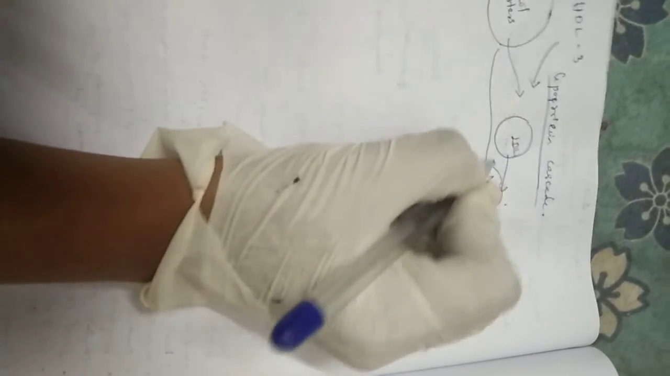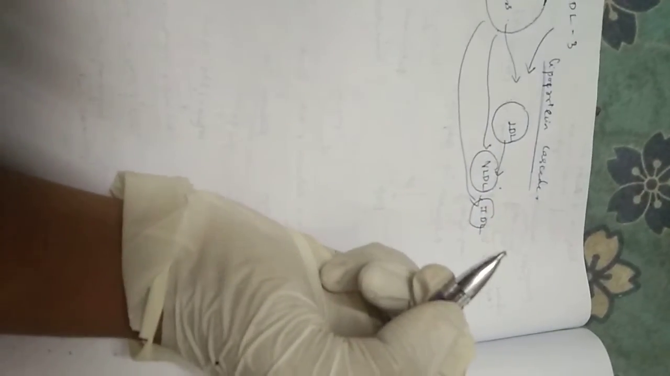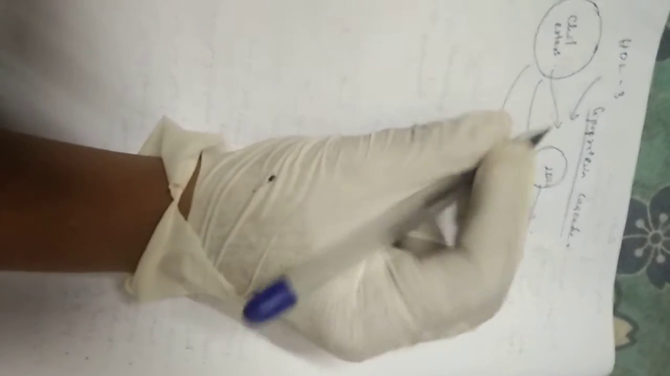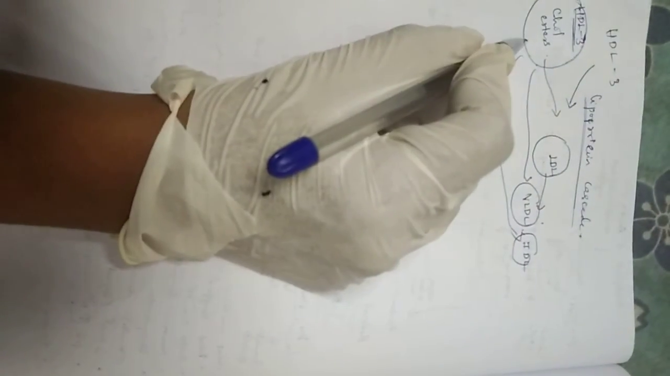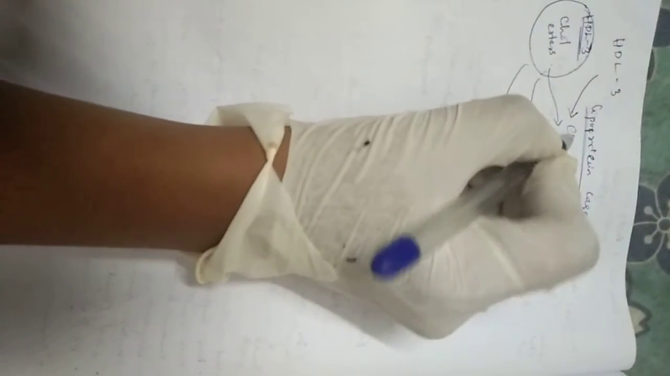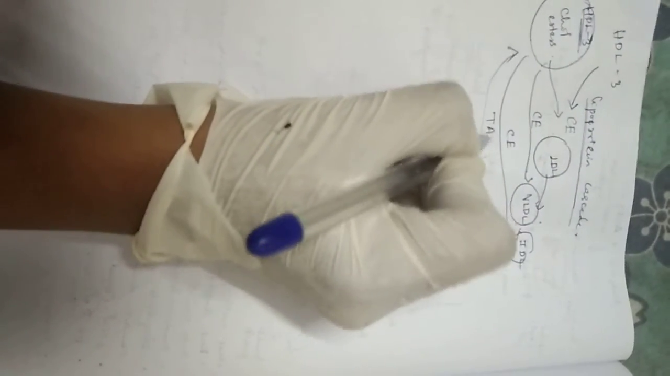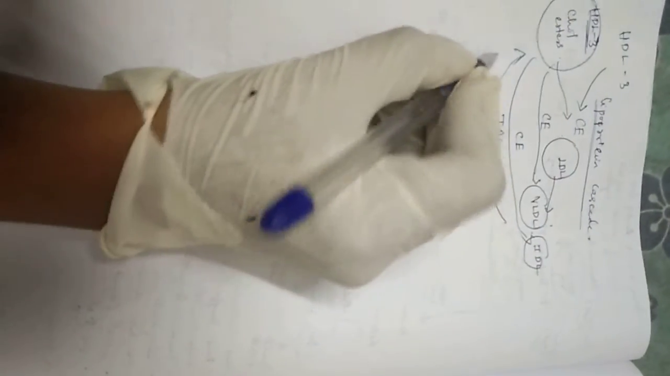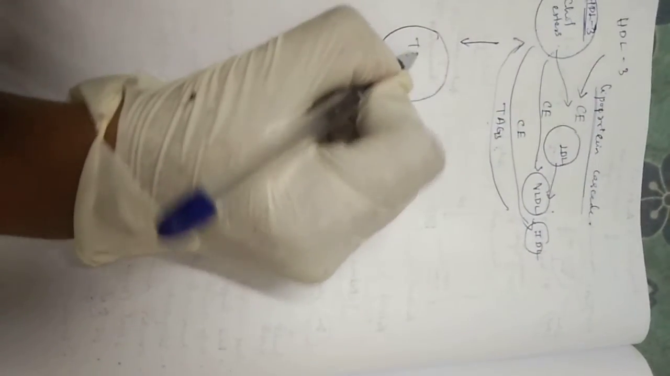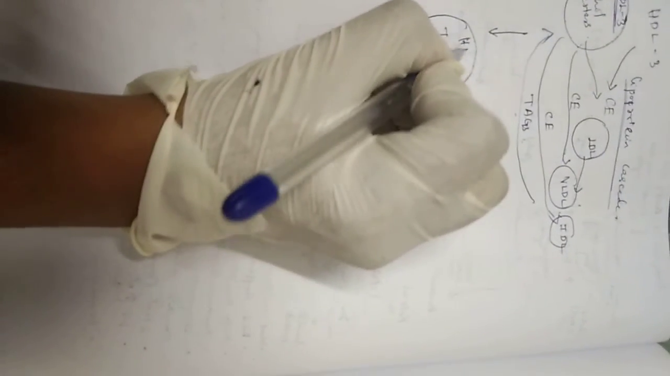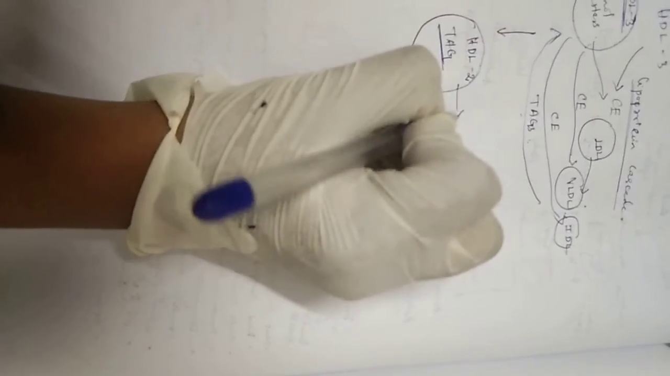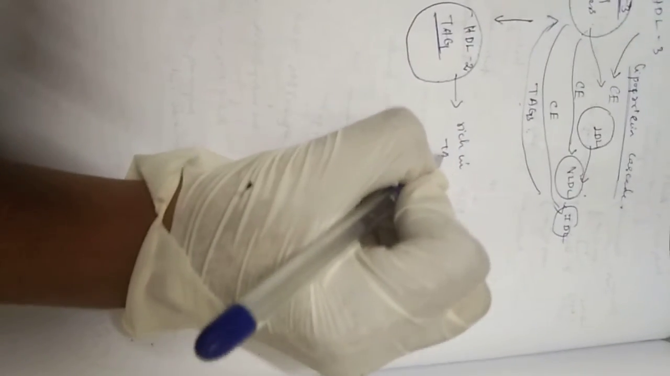To these molecules the cholesterol esters are transported, and in exchange for them, this HDL molecule, this HDL3, also receives triglycerides. So now this HDL is rich in triglyceride molecules. This kind of HDL is called HDL2, which is rich in triglyceride molecules.